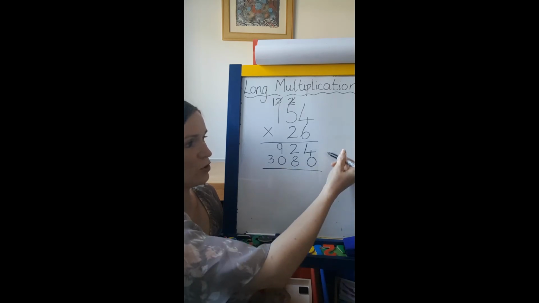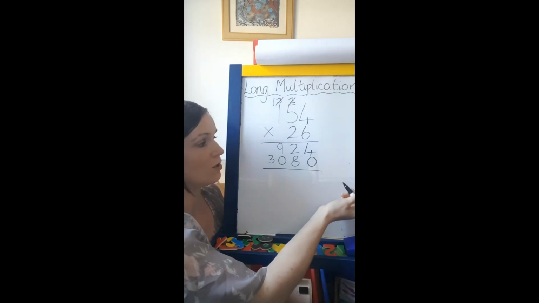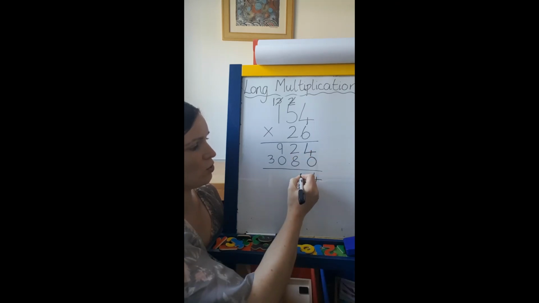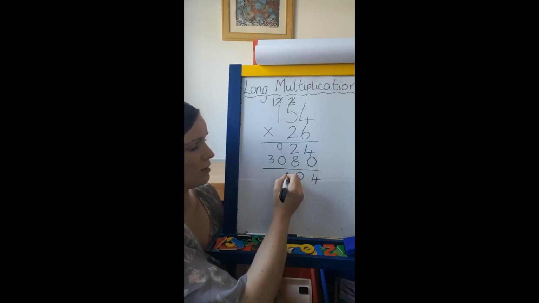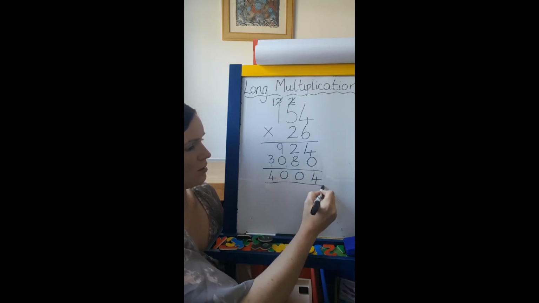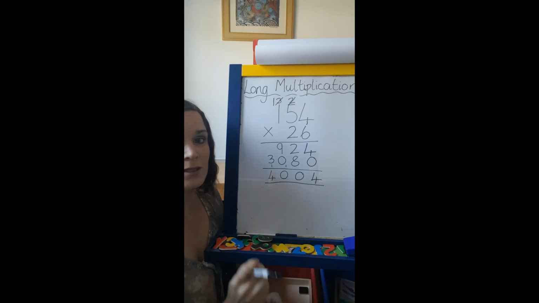Now you have your two answers, you just need to add them. 4 and 0, 4, 8 and 2, 10, 9 and 1, 10, 3 and 1 is 4. So your answer to 154 times 26 is 4004.